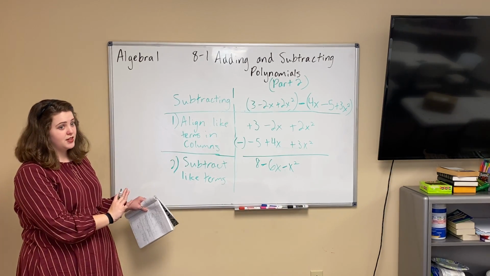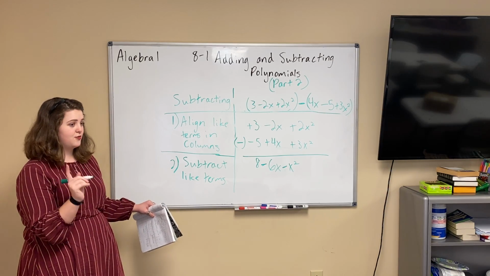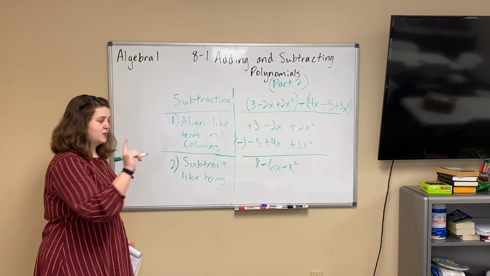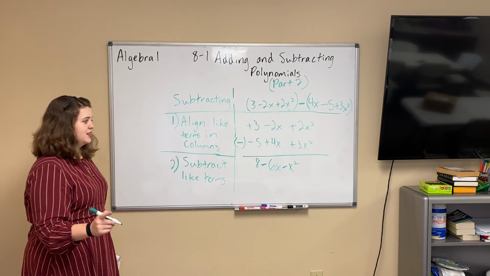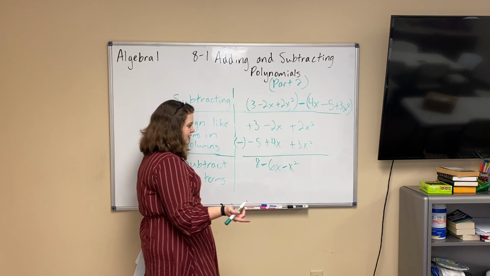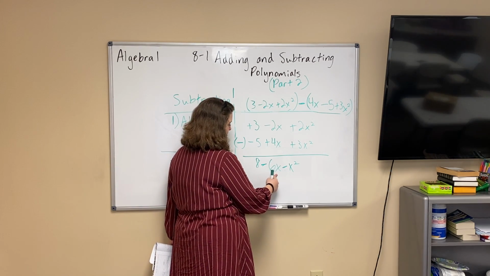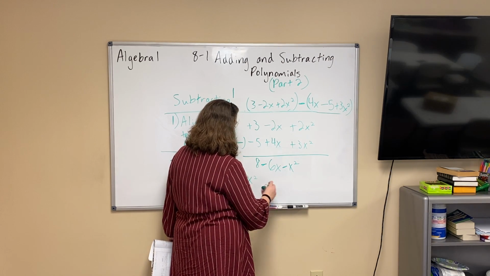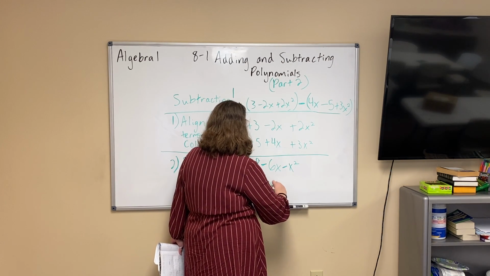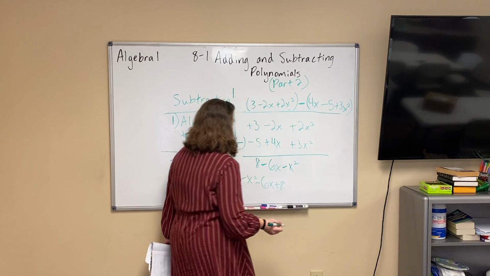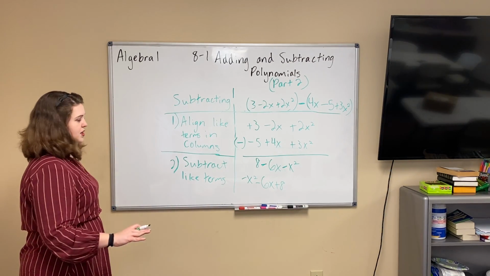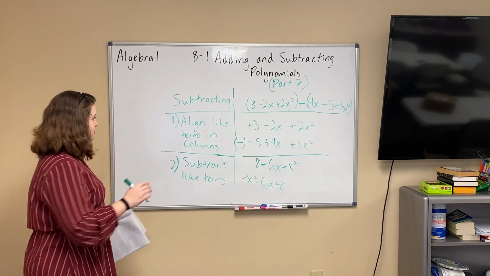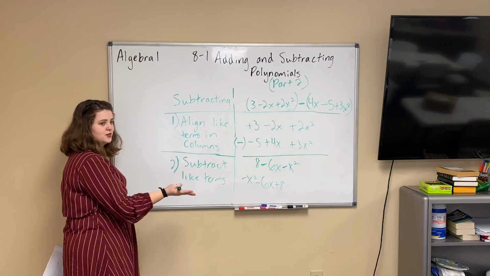But this isn't how we're going to leave it, because we want to leave it in standard form. To leave it in standard form, I have to put it in order from the greatest degree to the least degree. To figure out which one has the greatest degree, this one has 0, 1, and 2. I'm going to rewrite it as negative x^2 minus 6x plus 8. And then I'm done. So that's how you add and subtract polynomials. Align your like terms and either add or subtract based on what it's asking.